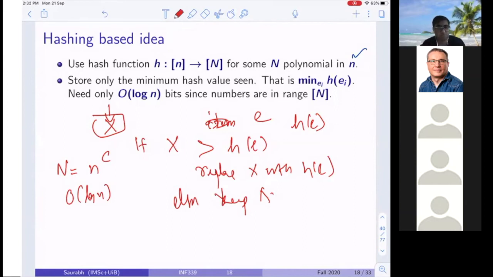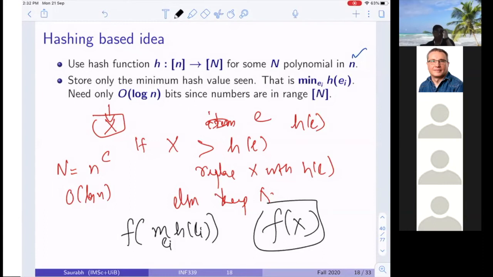Why this will work, we'll get there, and it will take us at least two more lectures before we get there. But just for the sake of it, we are going to keep a hash function which, when a number comes, maps it to some number from 1 to N, and just keep the minimum. At the end, my algorithm is going to output some function of min of h(e_i), or some f of x, which is our minimum. This is what I'm going to return and say, look, this is the number of distinct elements, based on whatever number I have stored.